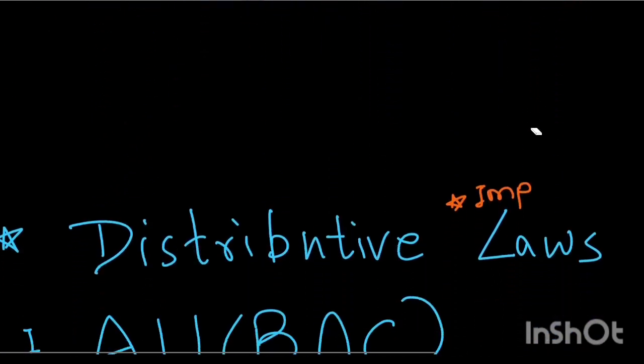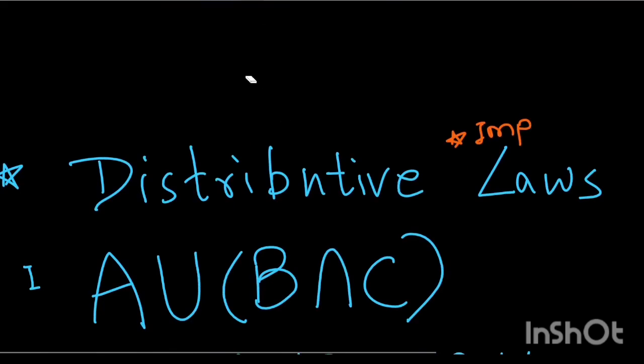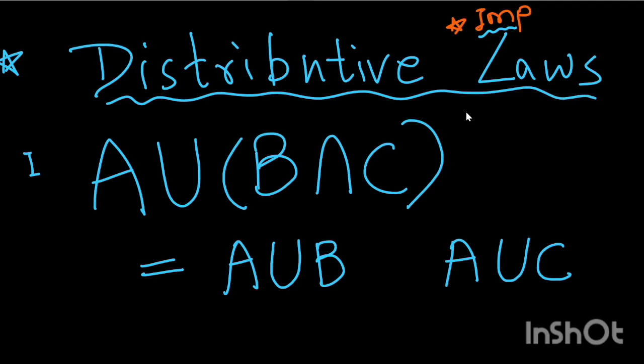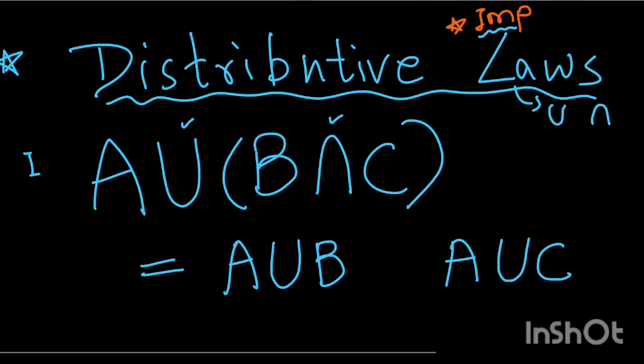Now coming on to the next, which is quite used in questions in mains, and so it is important. That law is what we call, guys, distributive laws. The first involves both union as well as intersection. As you can see here, union is also there, intersection is also present here.